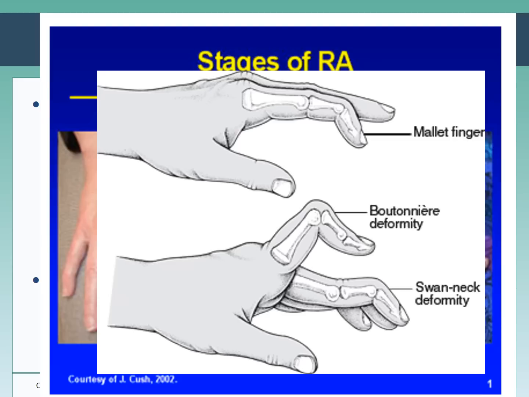So, swan neck and boutonniere deformities, they're both hand deformities, but one is hyperextension at the PIP, and the other one is flexion at the PIP, and then the reverse of that happens at the DIP. So if you can get a hold of that, that will help you out a lot. I can almost guarantee there will be a question or two on the board exam of that mechanism.